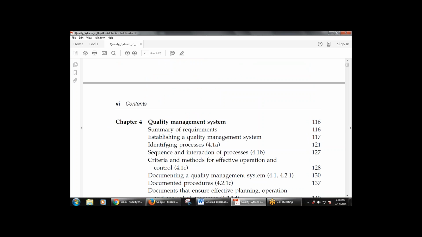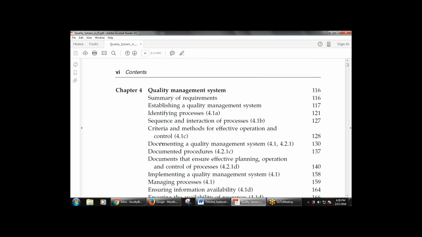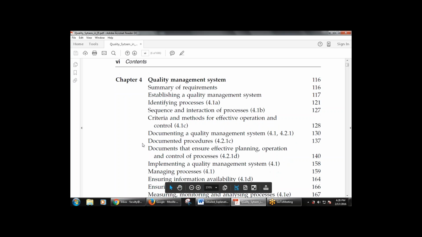Then documenting a quality management system. This is one of the important points: how to maintain the documentation, or what the documentation part is that is used for the quality management system. Then documented procedures, and documents that ensure effective planning, operation and control of the processes. That is, what are the various effective planning concepts, and what are the operations and control of the processes used for the documents.